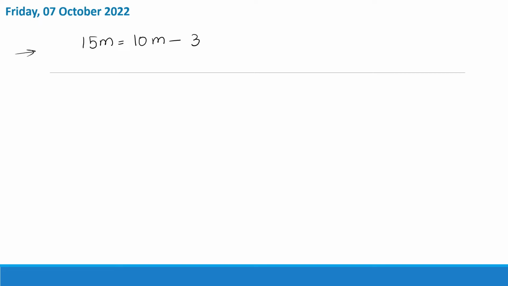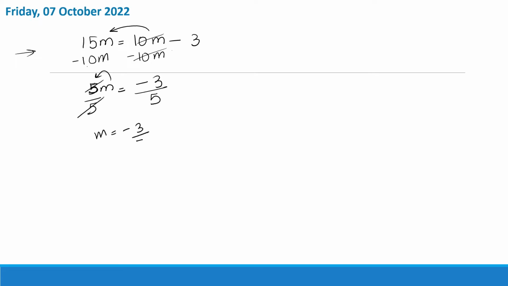First, bring all the m together. It means bring this m here. So for that, we write minus 10m here, and on the other side we also write minus 10m. Now this 10m minus 10m cancels. What is left? 15 minus 10 gives us 5m equals negative 3, so we write it here. Now this m is multiplying with the 5, so divide here by 5 and divide here by 5. So 5 and 5 cancel, and our answer is negative 3 by 5.